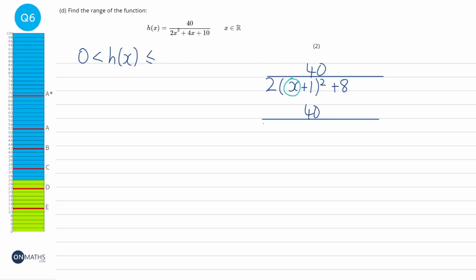So we're going to do 2 brackets, and then we're going to substitute in -1 there. And so it would be 40 over 0 plus 8, which would be 8. 40 divided by 8 is 5. So the biggest number it can be is 5. So the range of the function is between 0 and 5.